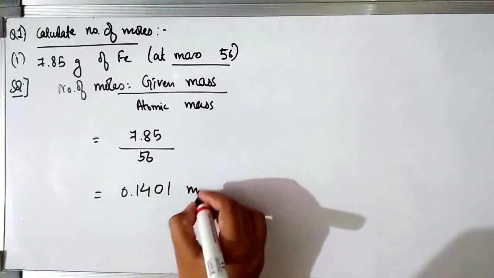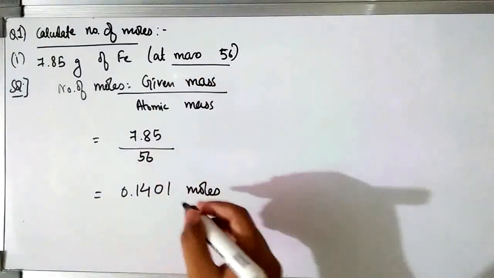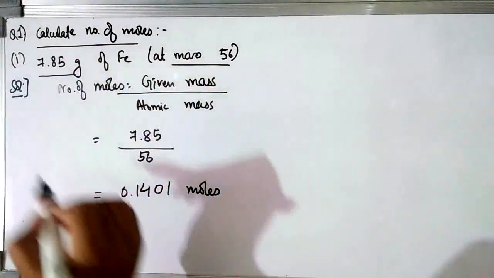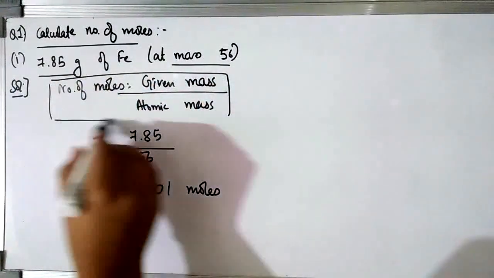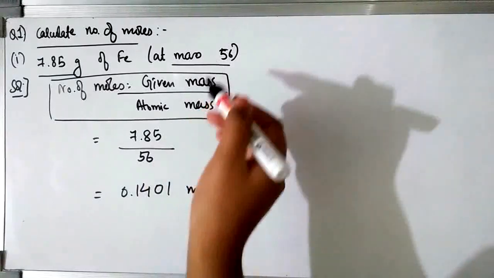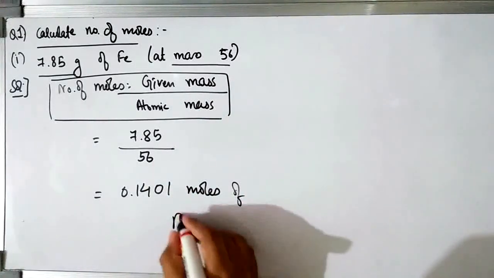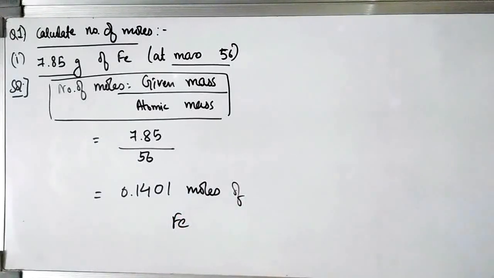0.1401 moles. Okay, so this is the number of moles of iron when you have been given this much gram of iron. You put in the formula where number of moles is equal to given mass upon atomic mass, and you get these many moles of iron. So these many moles of iron are present in this. Now let's see the next question.